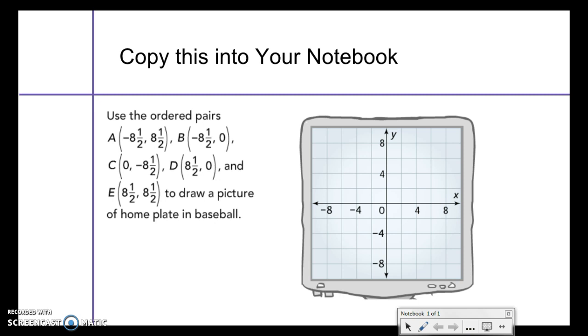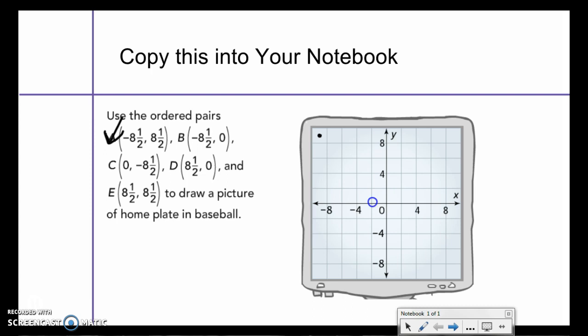So A, you have -8.5 and +8.5. So we're going to go past the -8 on the x-axis, and as you can see here, they're counting by 2s. 2, 4, 6, 8.5. And then we're going to go up 8.5. 2, 4, 6, 8.5. So you should be about right here for your first point.